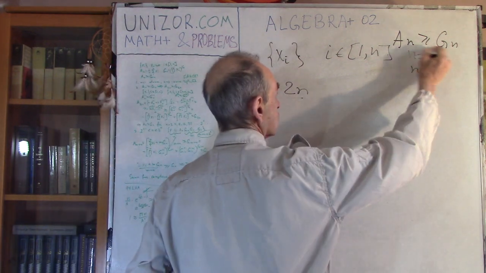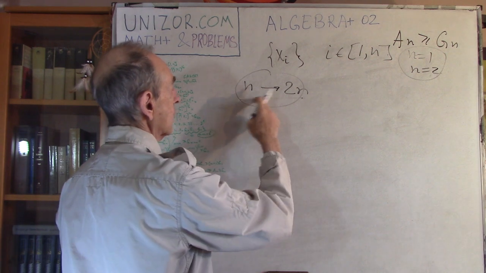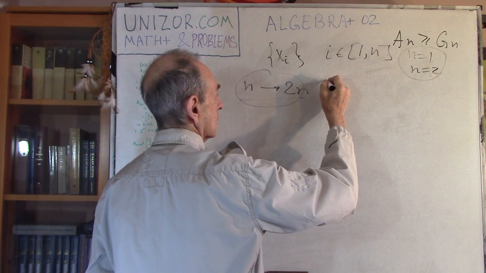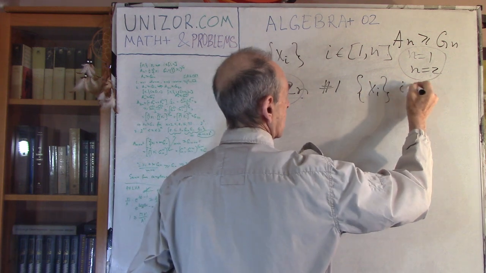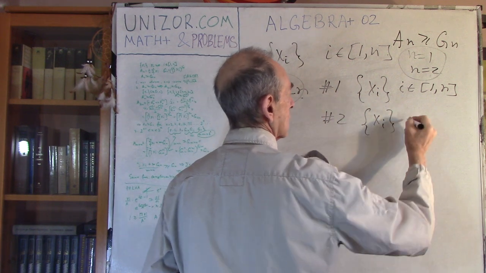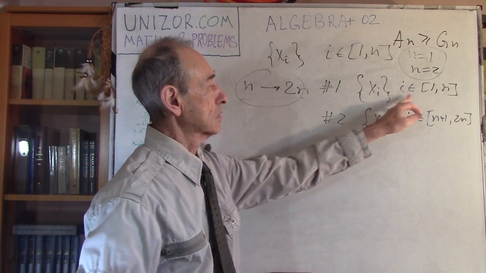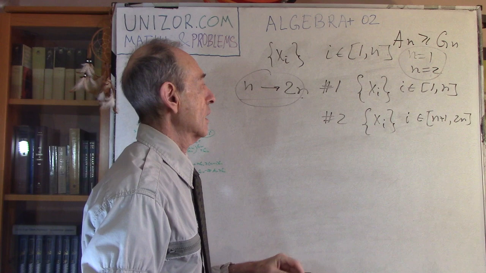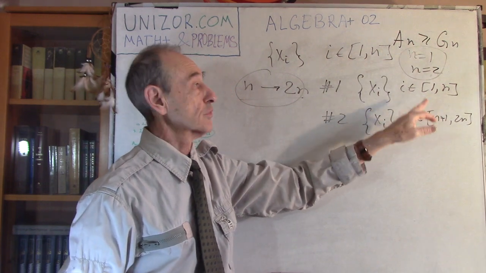So again, my first stage, I checked and proved for this. My second stage is this. And the third stage would be for all other n's. Okay, now how to prove it for this? If you have 2n numbers, let's divide them into 2 subsets. Subset number 1 would be xi, where i is from 1 to n, and subset number 2 would be all xi's, where i goes from n plus 1 to 2n. So I have divided my group of 2n numbers into two groups, from 1 to n and from n plus 1 to 2n. Now, each one of them has n elements. So for each one of them, this is true.